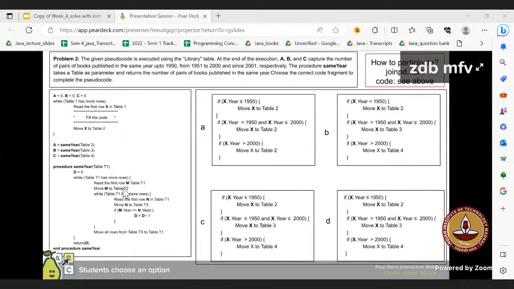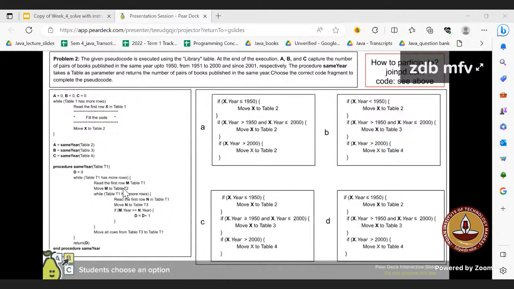Yeah. So how are you doing the iteration? First row is fixed. The first row you will compare with the second row, and the first row should be compared with third row, then fourth row. That is N. N is nothing but second, third, fourth, fifth, all the remaining rows of your table. M is nothing but your first row. Okay.